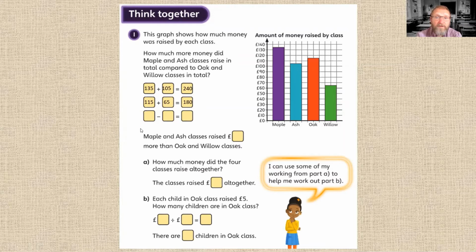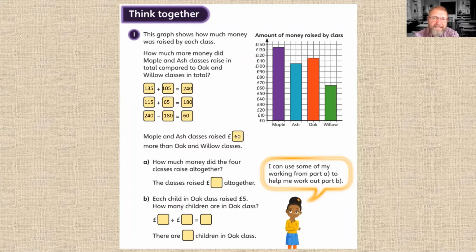So Maple and Ash raised 240. Oak and Willow raised 180. And the difference between those two amounts, if we take 180 away from 240, is 60. So Maple and Ash classes raised £60 more than Oak and Willow classes.